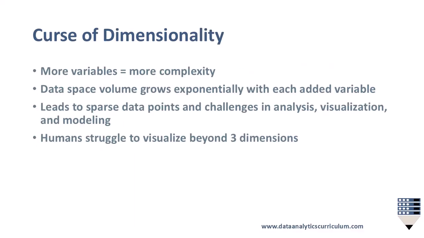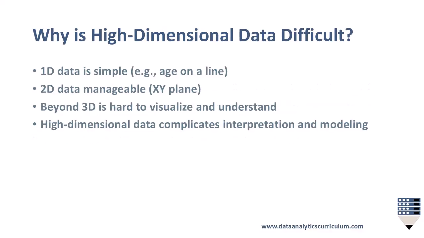Let's start with the curse of dimensionality. As the number of variables increases, the data becomes more complex. The space that the data occupies grows exponentially with each new variable. That means data points become more spread out and sparse, making it harder to find patterns or relationships. Statistical models and machine learning algorithms often perform worse in these situations, because the data density is too low to generalize effectively. And from a human perspective, we simply can't visualize or think in more than 3 dimensions easily.